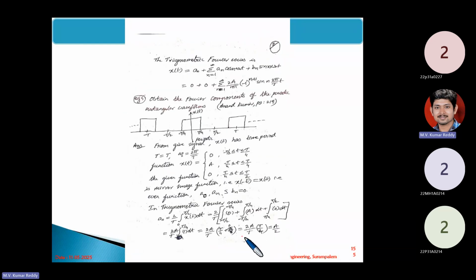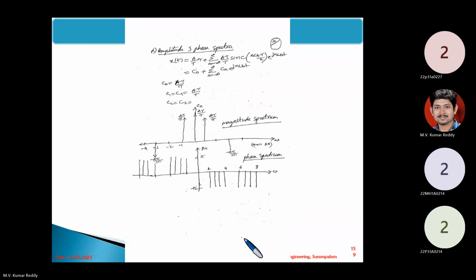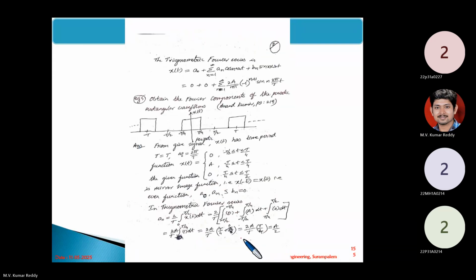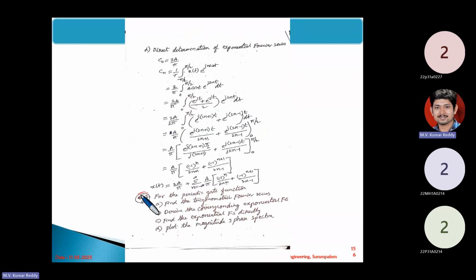If we ask about the spectrum, this is the spectrum. At a time he will ask 4 questions like this: A, B, C, D. Trigonometric Fourier series. Exponential Fourier series. Exponential Fourier series directly, magnitude and phase spectrum. So the trigonometric formula and exponential formula are very important. Do the problems on trigonometric and exponential, and after that you can write the magnitude and phase spectrum.